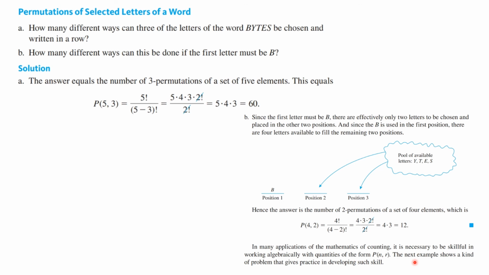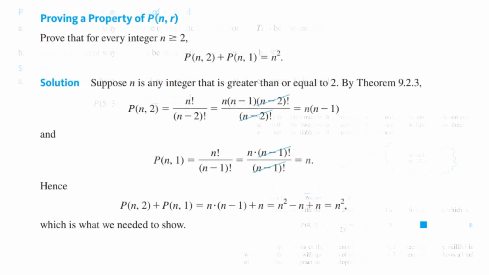In many applications of mathematics of counting, it's necessary to be skillful in working algebraically with quantities of the form P permutations taken r at a time. That's what's in our next example. So I could ask you to prove this. Prove that for every integer n bigger than or equal to 2, n permutations taken 2 at a time plus n permutations taken 1 at a time is equal to n squared.